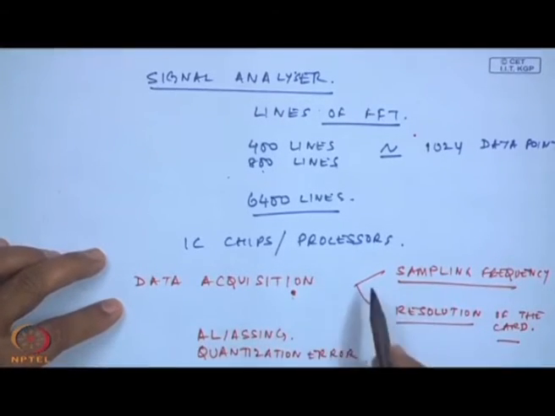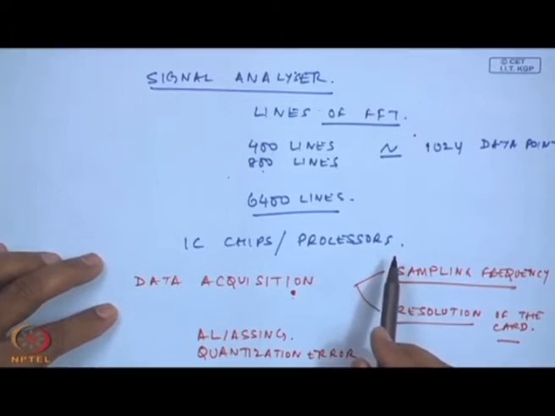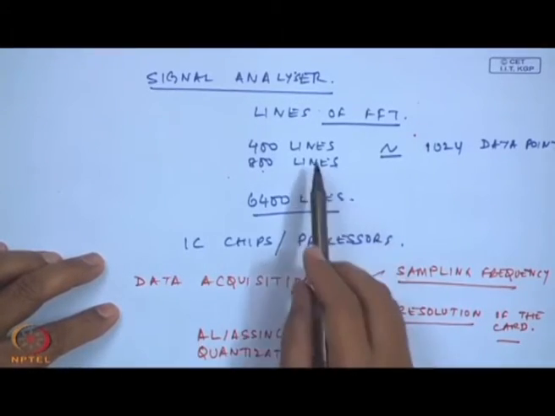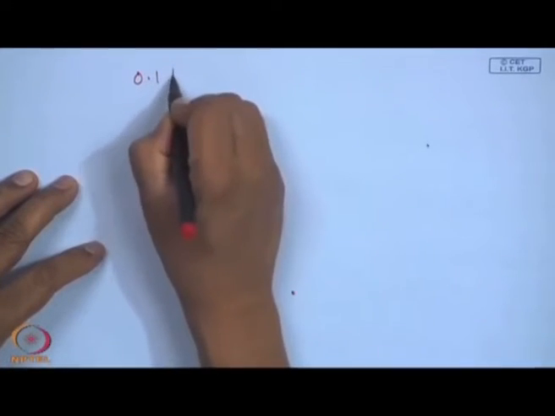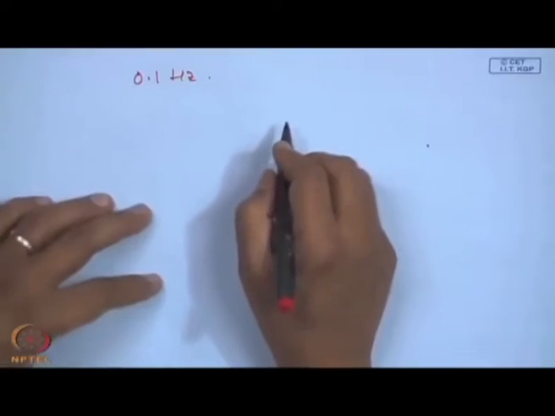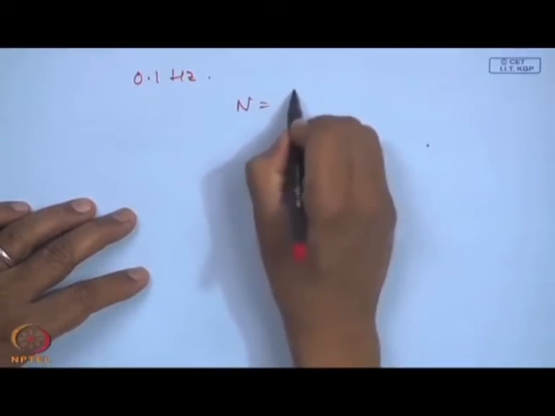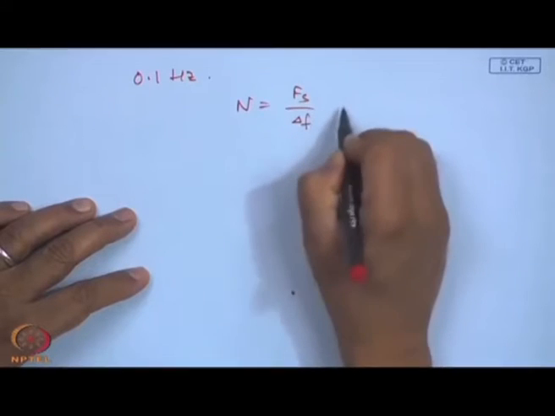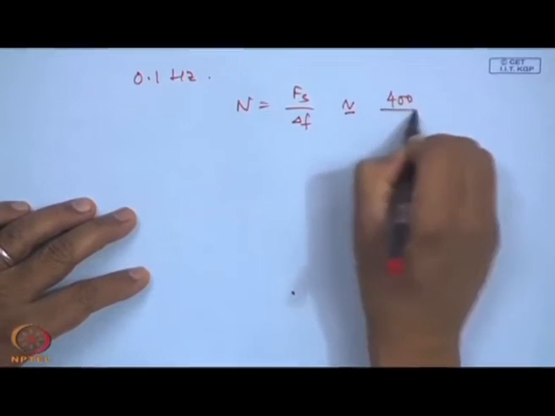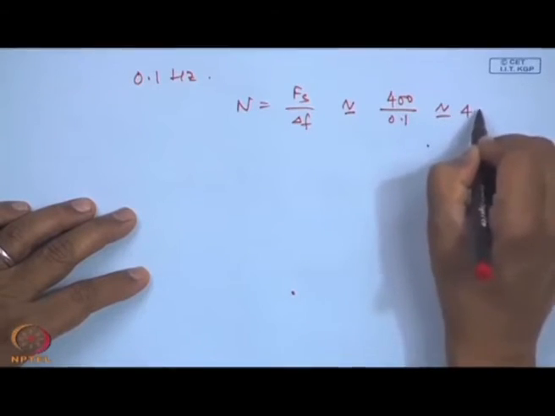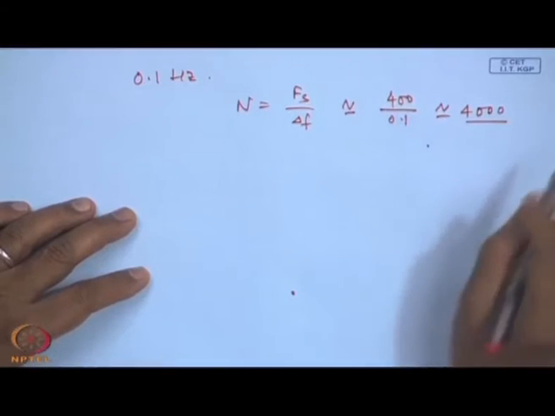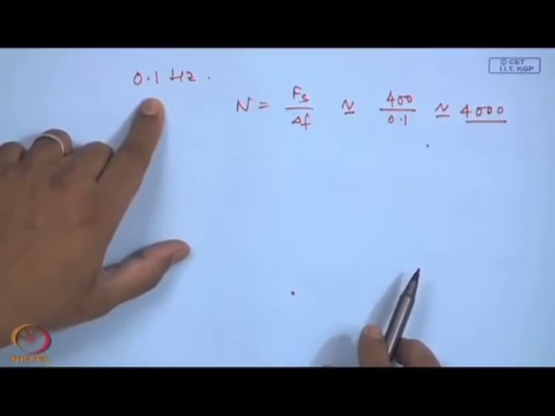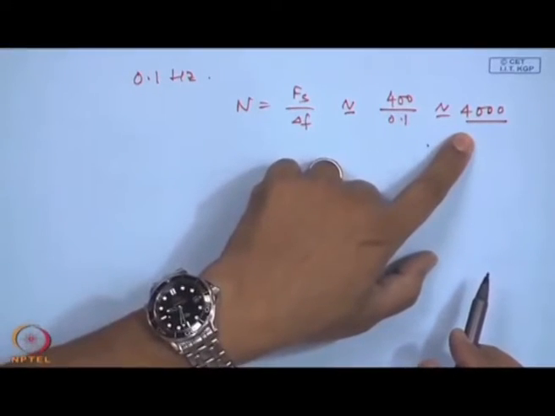So, looking back to this previous problem, this means if you want to have 1 hertz resolution, we have to have more spaces. Next question is, suppose I wanted to have 0.1 hertz, you will see how your memory size will increase. N is equal to Fs by delta f. So, in this case it will be 400 by 0.1. So, this will increase to about 4000. Okay. If you want better resolution, we have to have more memory space.